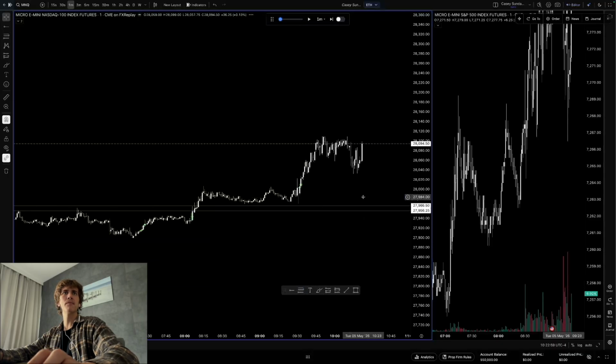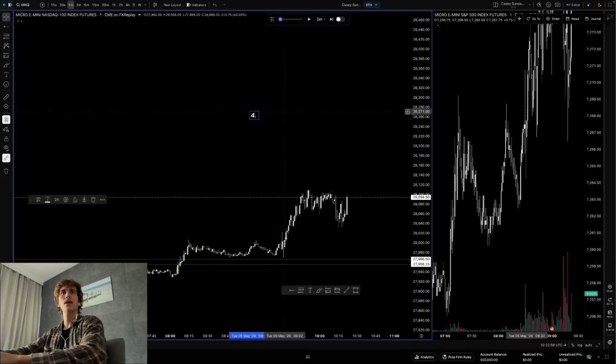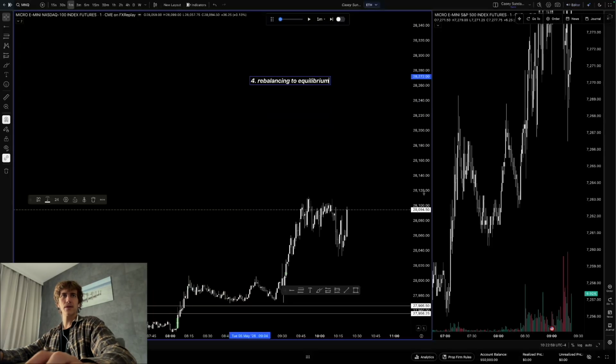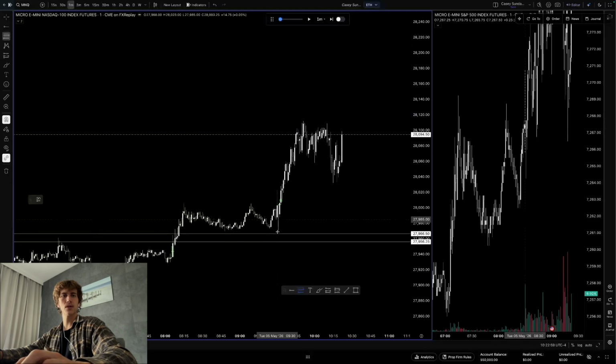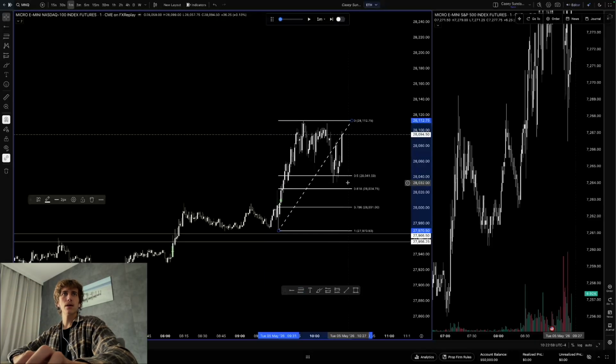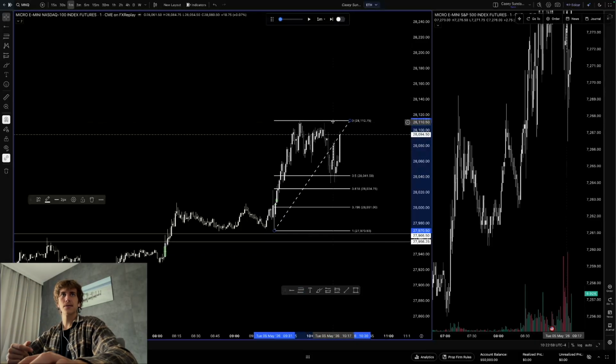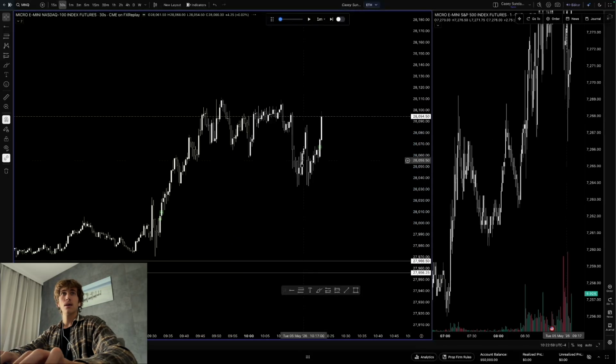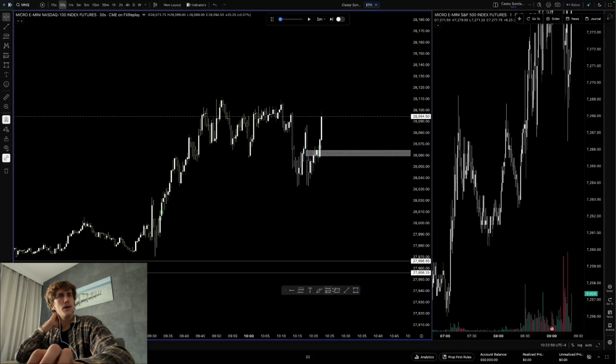Oh, actually, I think I missed out one, because the fourth one is rebalancing to equilibrium. So that would be an example. Equilibrium is just 50%, just like homeostasis, like hormones and stuff like that. We also always want to be in the middle point. So price kind of acts the same way, often. So this would be a confluence, just because we are inversing this gap on the 30 second.